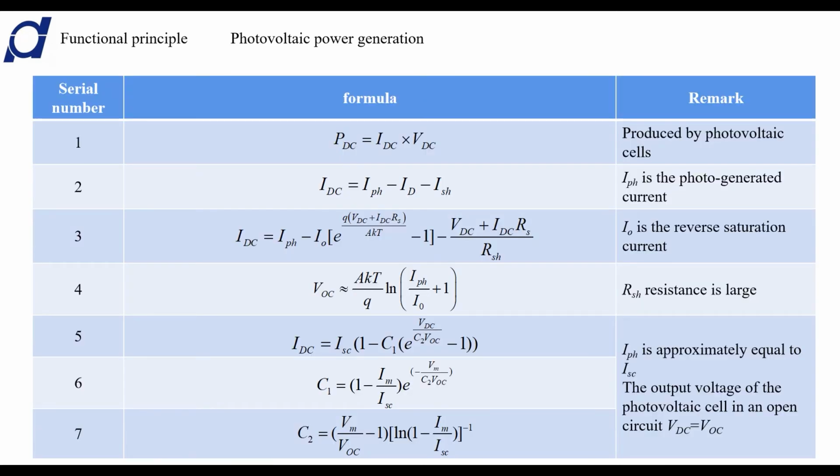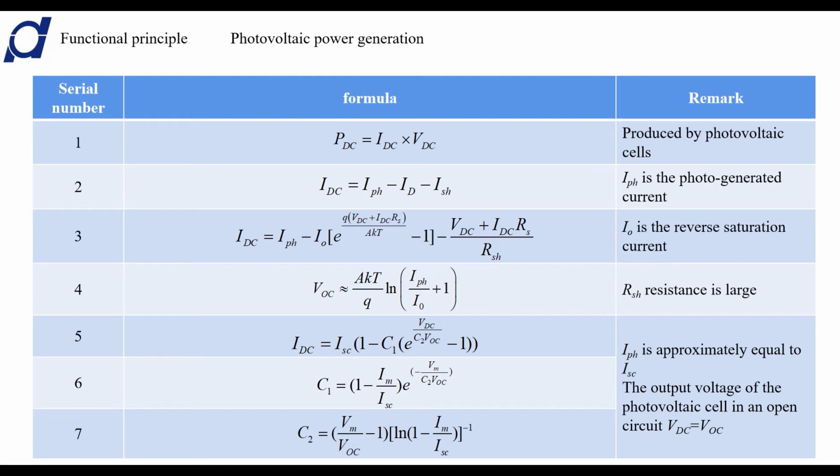In order to improve the utilization of the whole photovoltaic power generation system, it's very important to calculate the conversion efficiency of the inverter and select the inverter with suitable specifications. The formula for calculating the input power of the inverter is Formula 1. Formula 2 is based on KCL to obtain the current generated by the photovoltaic cell. It can be further calculated to get Formula 3.